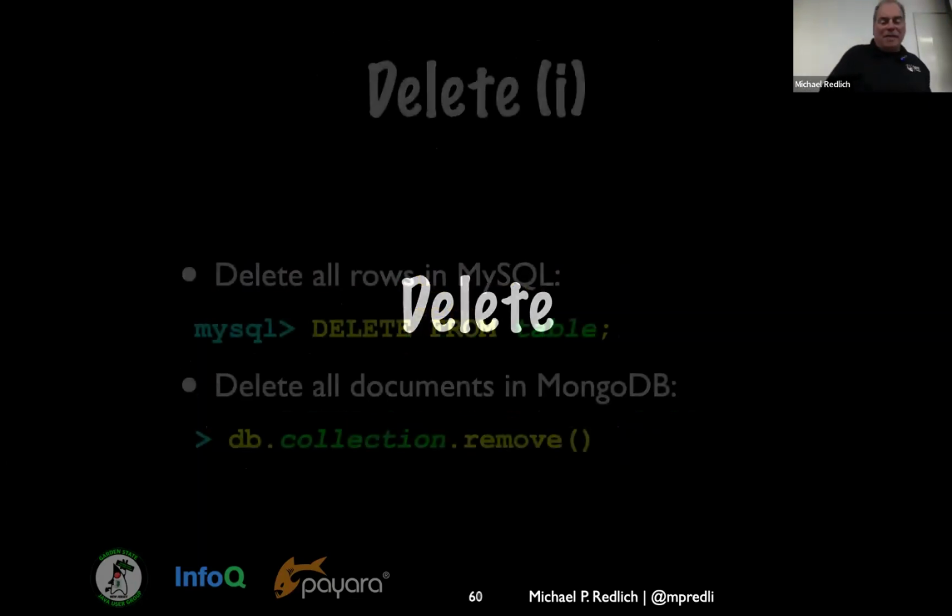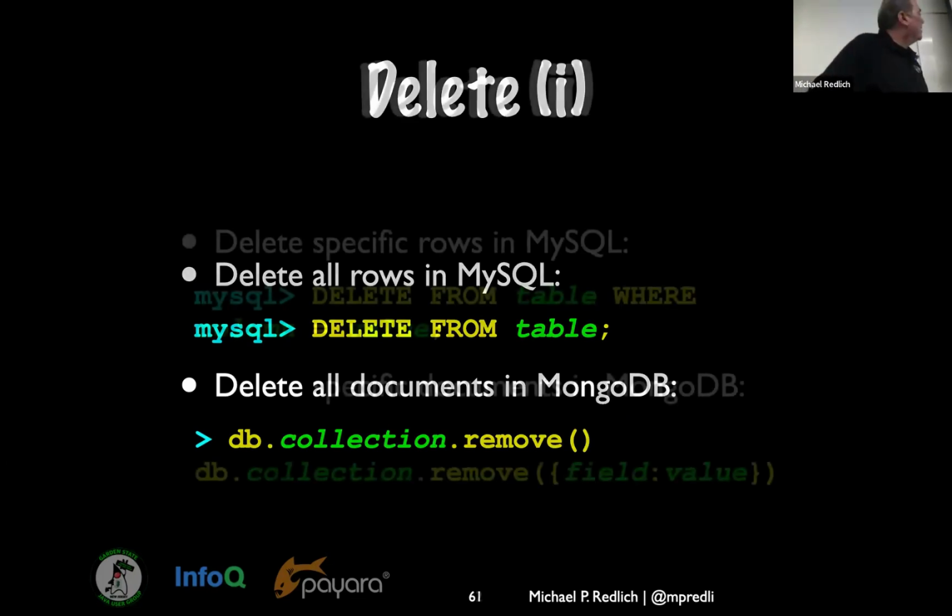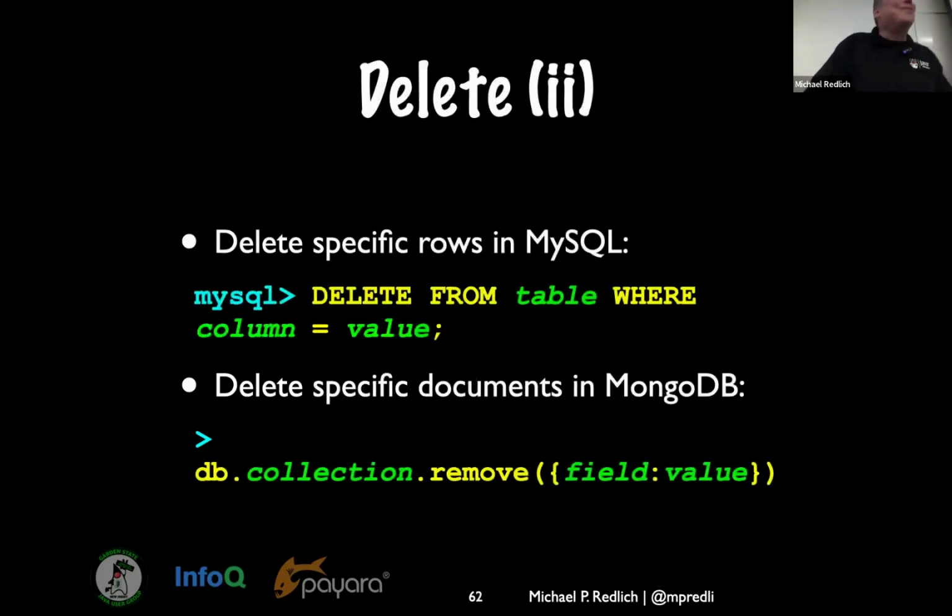And then delete, basically, it's just using the remove function with the collection. You can just wipe it all out if you want. Just be very careful, of course, when deleting anything. And the same thing, you can delete specific rows, or documents in this case.